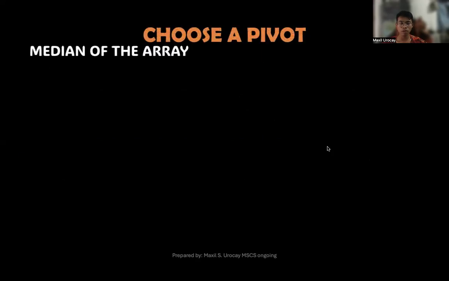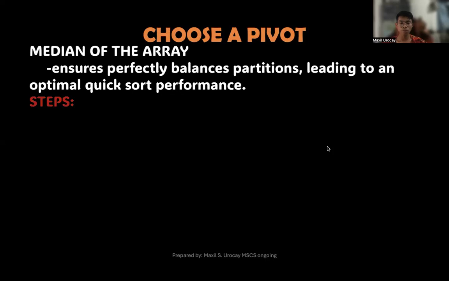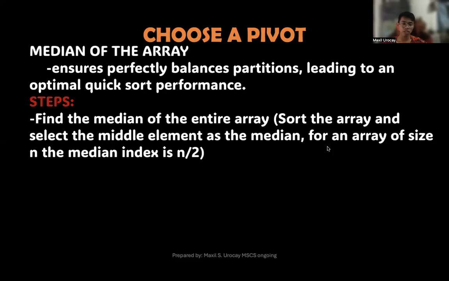Next will be the median of the array, which ensures perfectly balanced partitions, leading to optimal quicksort performance. First step, we have to find the median of the array. Sort the array: first, you create a temporary array, then you sort it, then select the middle element, which is at index n divided by 2 for an array of size n.